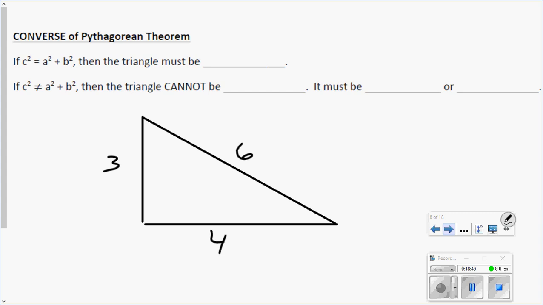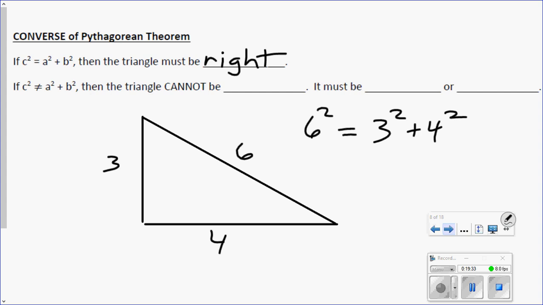If c squared is equal to a squared plus b squared, then the triangle must be right. So, the longest side is the only one that could be the hypotenuse. So, if anybody is the hypotenuse, it would be 6. So, I'll rewrite it the other way. If 6 squared is equal to what looks like they could be the legs squared, the sum of the squares of the legs, then it's a right triangle.